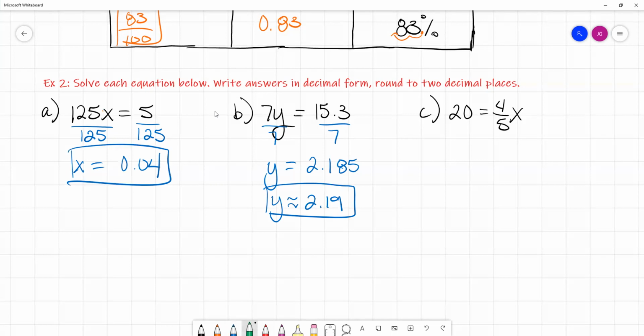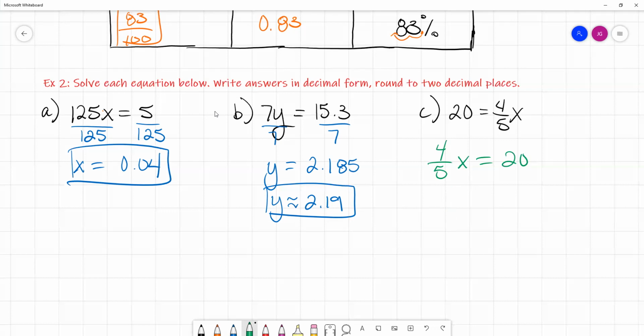Last one for this example, 20 equals 4/5 x. This is the one that gives students in the past a hard time. One thing I could do here is just start by writing that variable on the left, just because typically we're comfortable with it there. We don't have to do this, but typically we like having the variable, our x, on the left. I'm multiplying by 4/5, okay? Another way to think about getting rid of multiplication, over here I divided by 7 and over here I divided by 125. So the natural instinct here is to divide by 4/5, but dividing by fractions is kind of annoying.